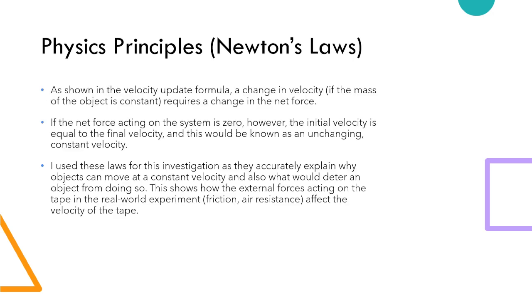As shown in the velocity update formula, a change in velocity requires a change in the net force. Therefore, if the net force acting on the system is 0, the initial velocity is going to be equal to the final velocity. I use these laws for this investigation as they accurately explain why objects can move at a constant velocity and what would deter an object from moving at a constant velocity.